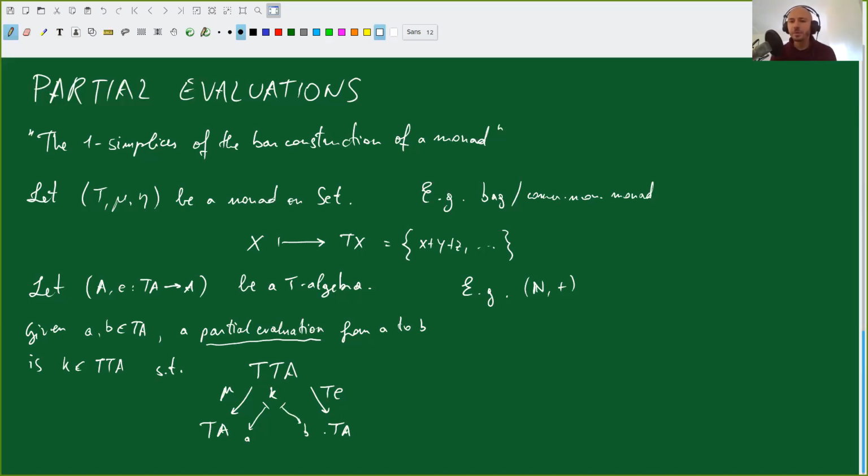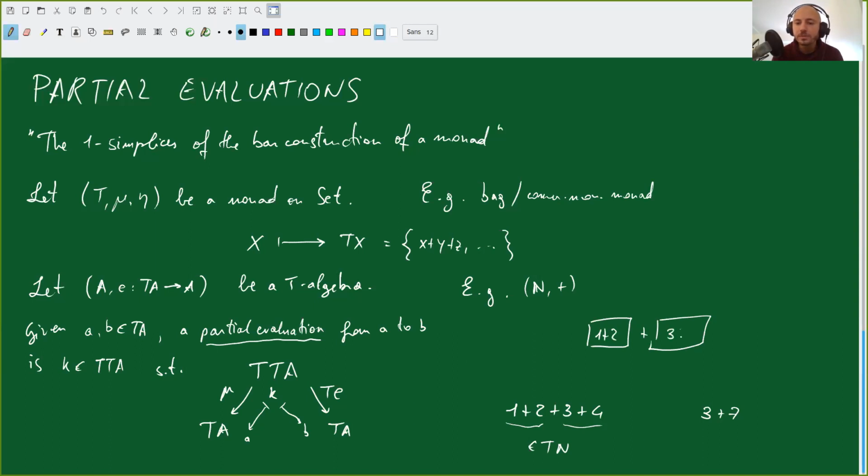So for an example from the free commutative monoid monad, take this formal expression 1 plus 2 plus 3 plus 4, so there's a formal sum. This is in TN. This, of course, can be summed, so we can evaluate this to N, and the result is 10. But we can also say that this is the same as 3 plus 7, partially evaluating this piece and this piece, a bit like we were doing before with colimits. And how? Well, because there's an element in TTA, a formal expression of formal expressions, a formal sum whose terms are formal sums as well. Now, mu can be seen as removing the boxes, and TE inside each block applies the algebra structure map, so takes those internal sums.